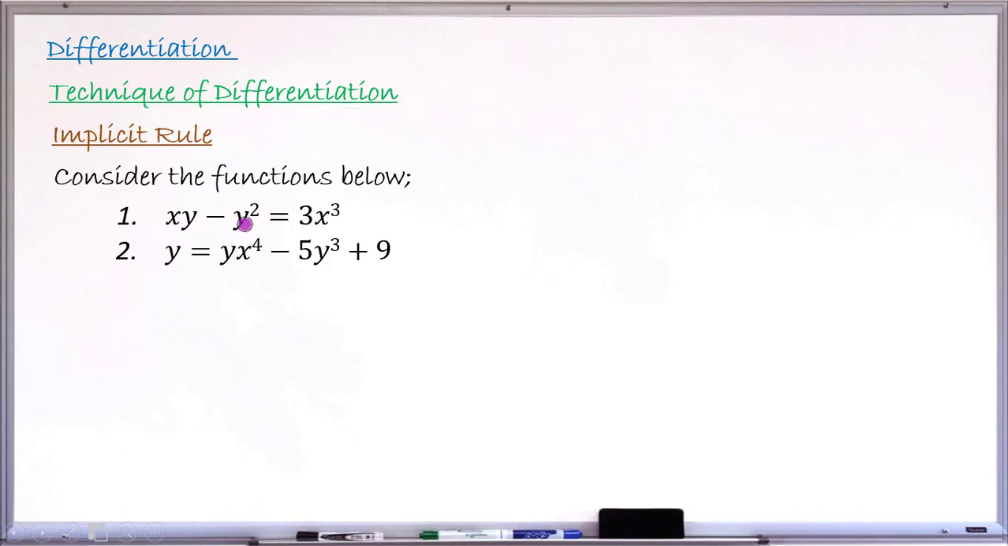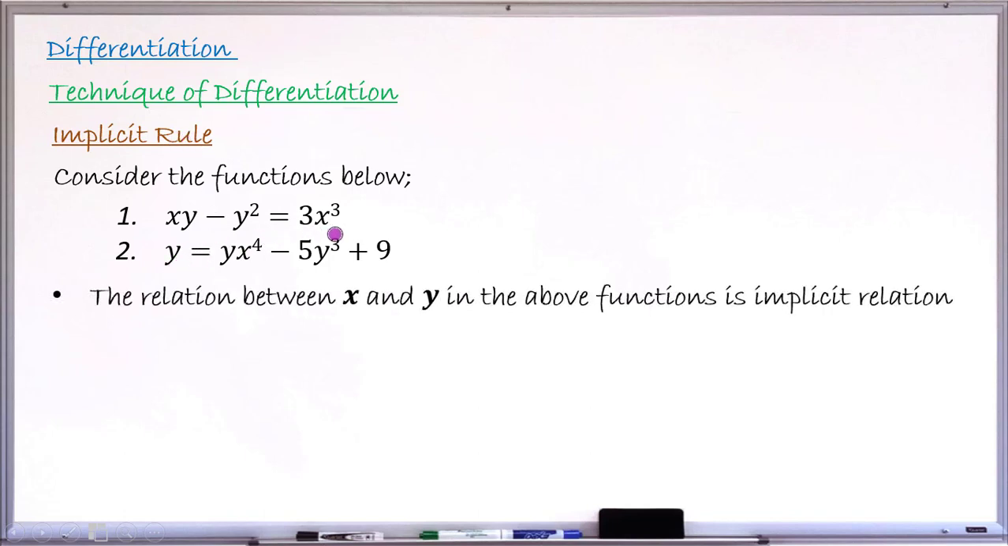So in number one, y is never made the subject of the formula. In number two also, there is a y on the left, but there is another y on the right, which means y is never made the subject of the formula. This is the difference between this type of function and the other functions that you have seen. And it is for this type of function, if we are asked to find a derivative, that you now think of the implicit rule. For these functions, we have to employ a different method of finding the derivatives.